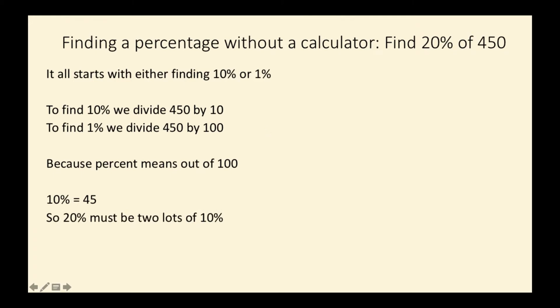So 20% then must be 2 lots of 10%. So we don't need to find 1% in this case. It doesn't give us anything if we find 1%, so we don't need it. We only need to find the 10% because once we've found that, we just double it. We double the 10 to give us 20, which means double 45 would give us 90.